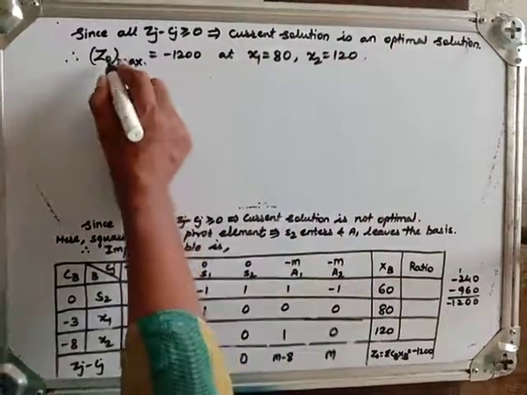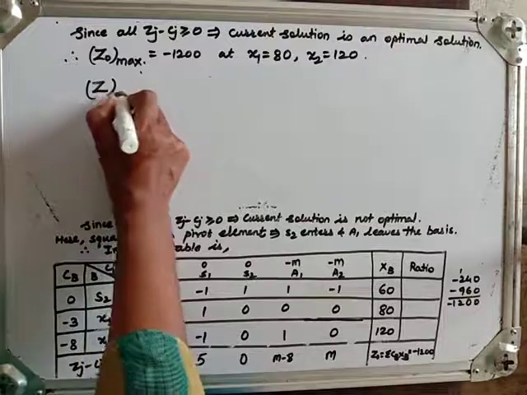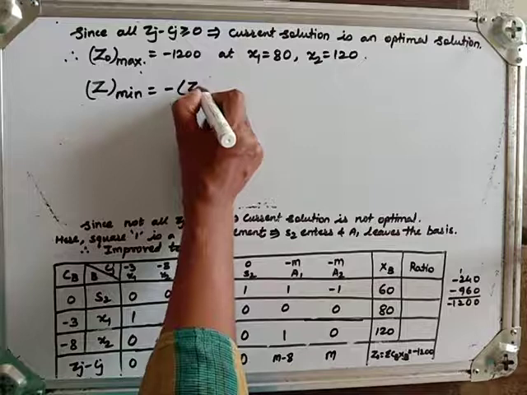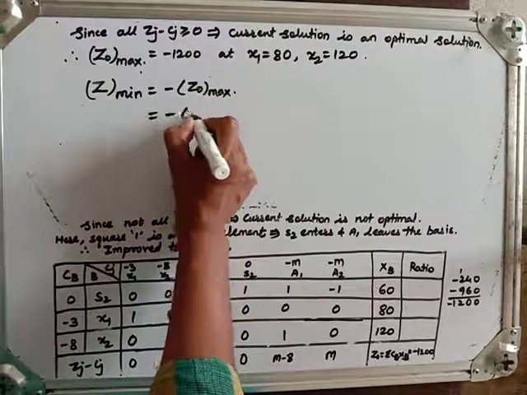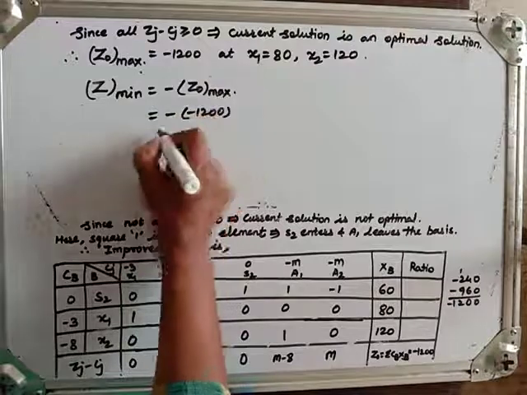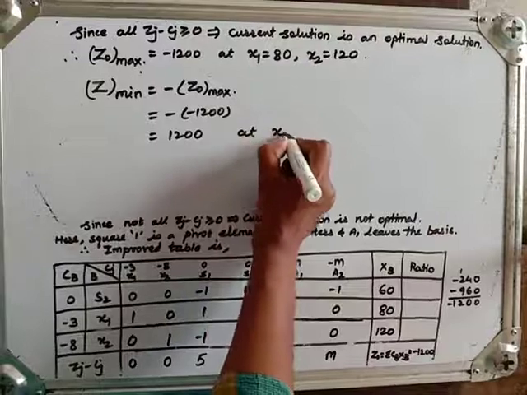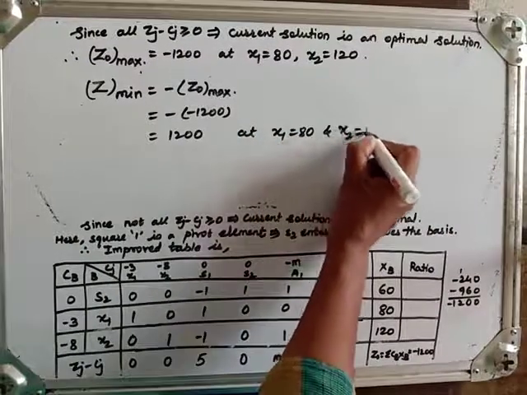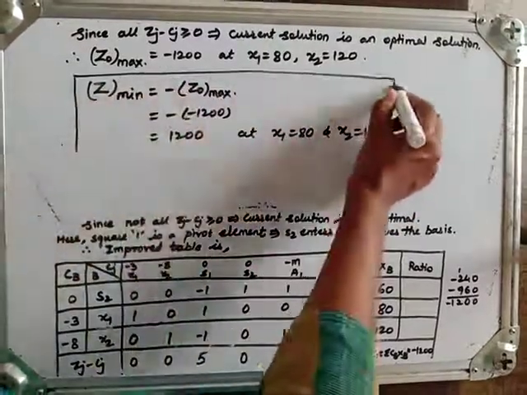This is our solution for Z0 max. But we have to obtain it for Z minimum. So Z minimum is equal to minus of Z0 maximum. So it will be minus of minus 1200. So it will be 1200 at the same x1 equal to 80 and x2 equal to 120. This is our solution for the given problem.